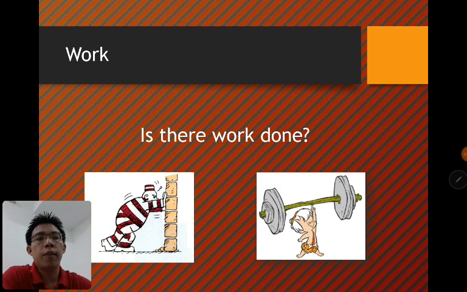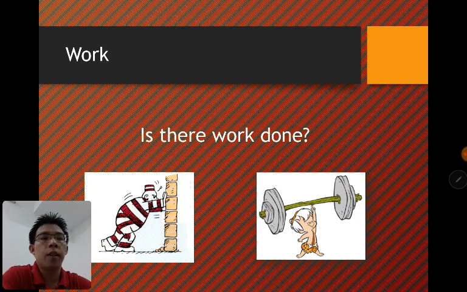The picture on the left hand side shows a prisoner trying to move a wall, and the picture on the right hand side shows a little boy trying to move a weight, and he's actually using one finger to move the weights up and down. So is there work done for the left hand and the right hand side case? You can pause the video to try to think about that.